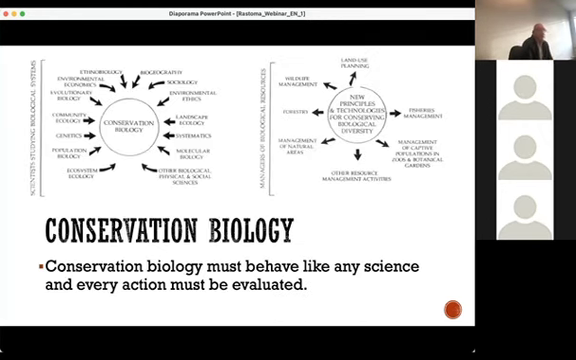To come back to the conservation applied to marine turtles, conservation biology must behave like any science, and any action must be evaluated. You cannot do conservation biology without the scientific method, without theory, prediction, and test of the prediction using experiment or new observations. So conservation biology applied to marine turtles is a science and must behave like a science.